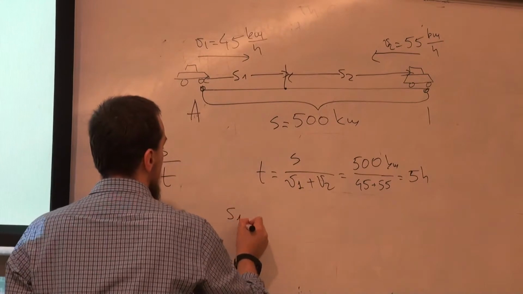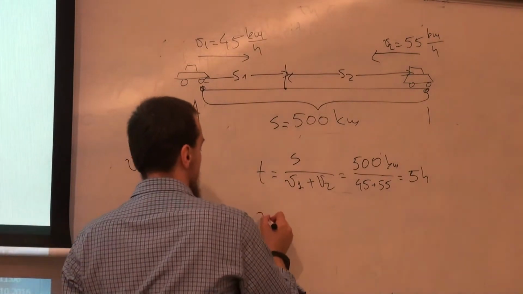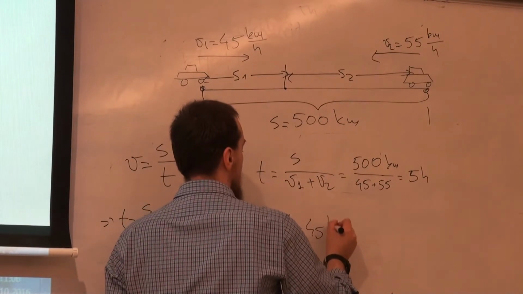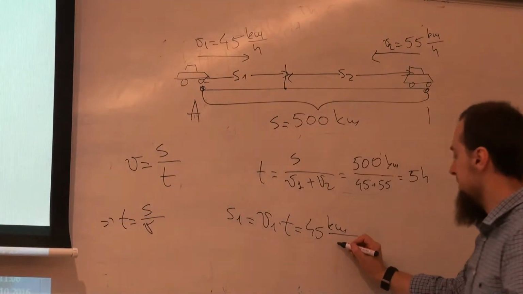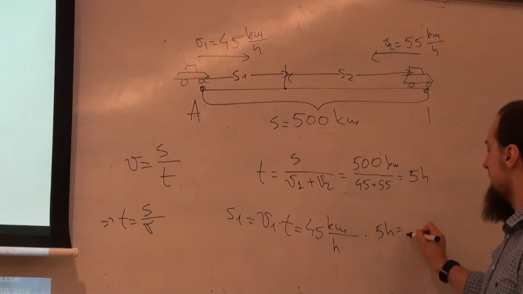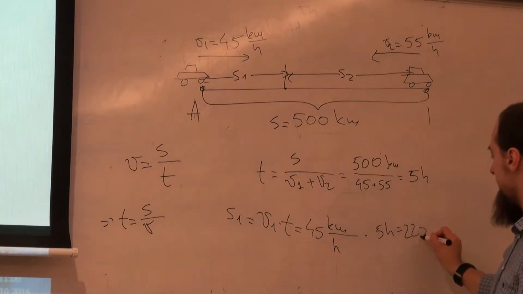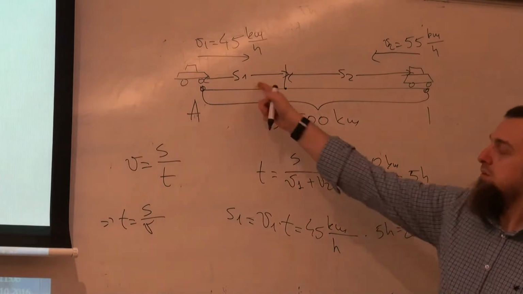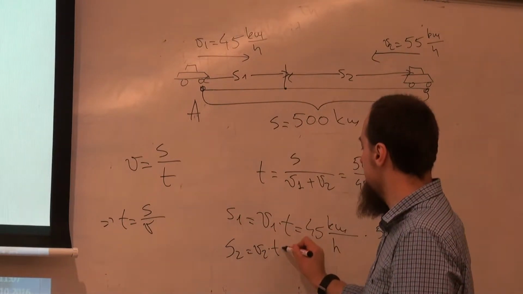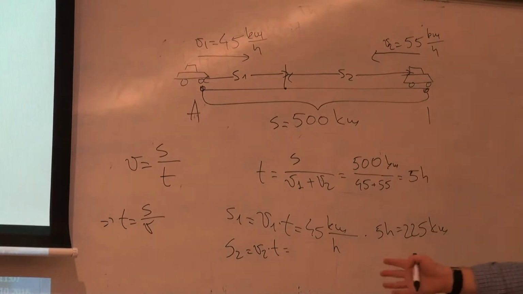So S1 will be V1 multiplied by T, which is 45 kilometers per hour, multiplied by 5 hours, and I think it was 225 kilometers. S2 will be V2 multiplied by T. Okay, are you getting it? Is it straightforward?